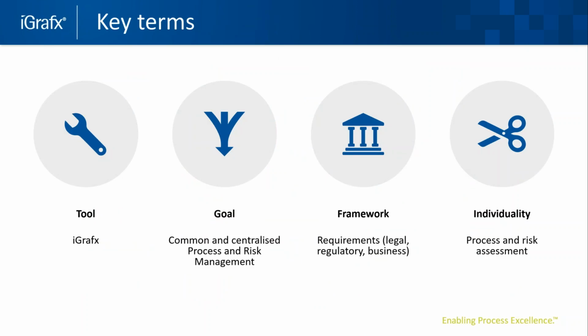What we want to talk about today is various things regarding the risk management system we have, the ROPE system. And what we use here is iGrafx as a tool for modeling all the information. So iGrafx contains what risks we have, what processes, and so on. The goal is to have a common and centralized process and risk management.